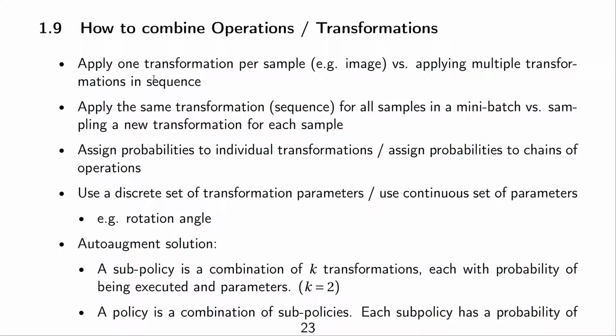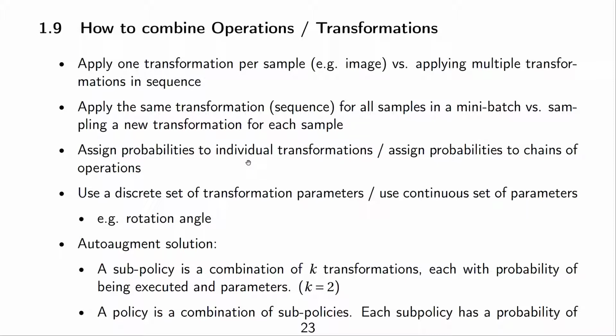Maybe we want to apply one transformation per sample, for example, one per image, or we can apply multiple transformations in sequence. So one image could have some contrast change, a rotation, and a translation at the same time before it is fed to the network. Do we want to apply the same transformation for all samples in a mini batch, or do we want to sample new transformations for each sample, for each image?